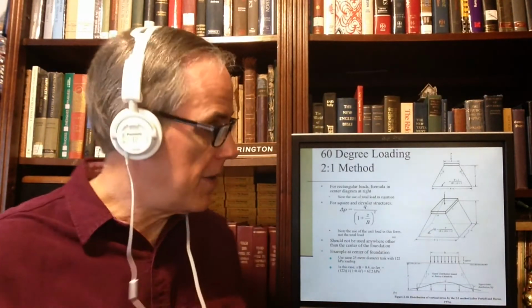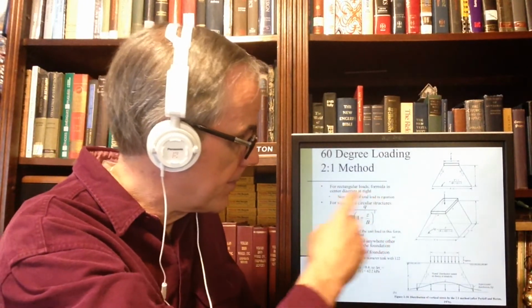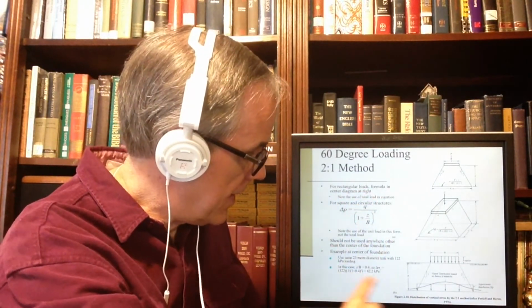At the center of the foundation, if I use a 25-meter tank, and if I just plug and chug into this equation, I'll get this. It's just plug and chug. 122 is the same unit load over 1 plus 0.4 squared is equal to 62.2 kPa, which is different, but not that much.